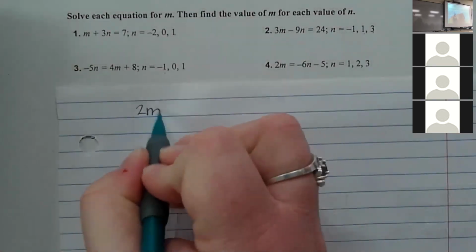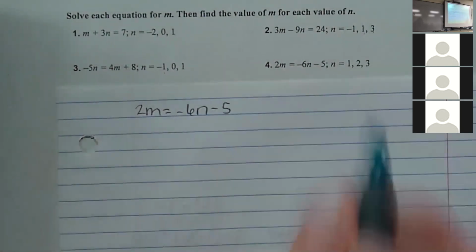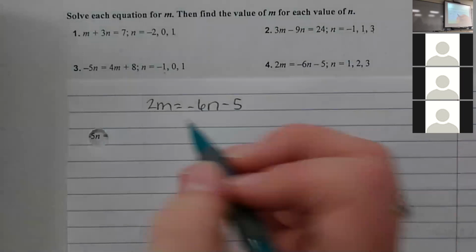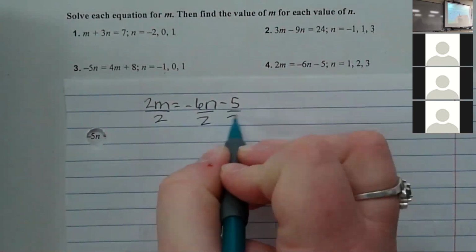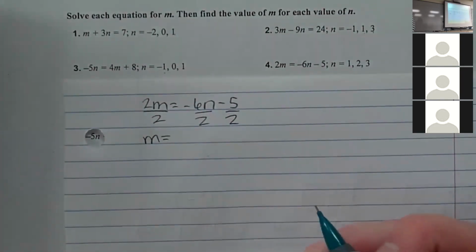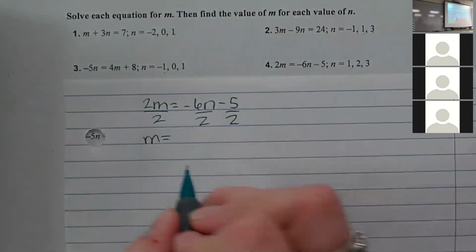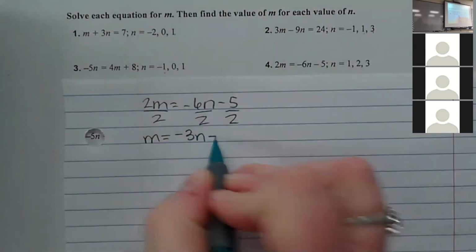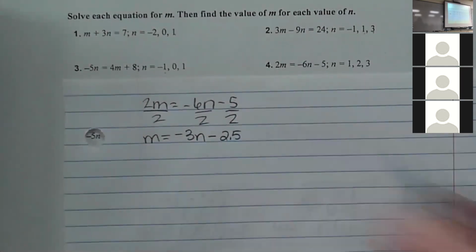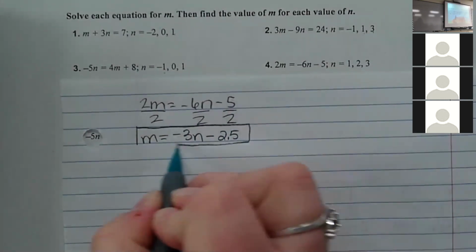Okay, number 4. We have 2m equals negative 6n minus 5. Okay, I want to get m by itself. Well, m's almost by itself, right? What do I have to do? Divide by 2. Yep, get rid of that 2. So I have to divide every single darn thing by 2. So m equals, what's negative 6 divided by 2? Negative 3. So negative 3n minus, what's half of 5? 2.5, thank you. 2.5. M is by itself, box it in.